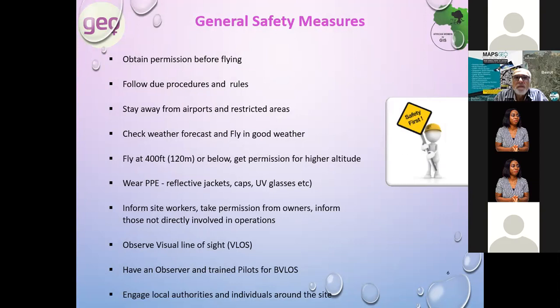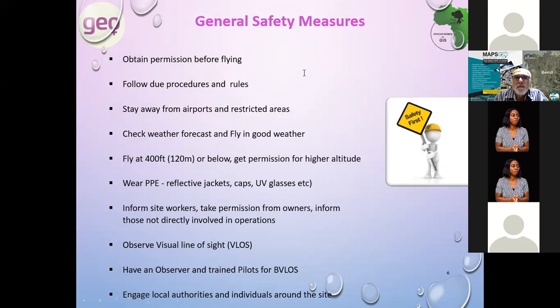The class of airspace that we fly in is the G class here in Nigeria. I'm sure that applies to other countries as well. Many aircraft always come low, as low as 700 meters. You don't want to collide with manned aircraft, so you always need to check the regulations. And you need to stay away from airports. You need to check the weather, and you need to fly in good weather.